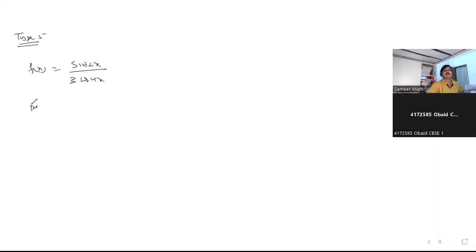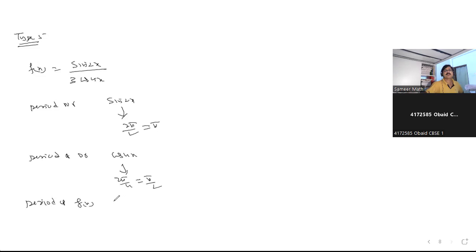You see the period of the numerator. What is the numerator function? Sin 2x. What is the period of this? 2 pi by 2. The answer is pi, you got it. Next is the period of the denominator. What is the period of cos 4x here? 2 pi by 4, that is pi by 2.